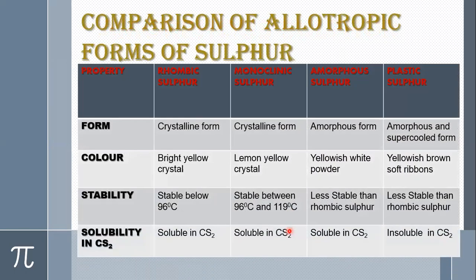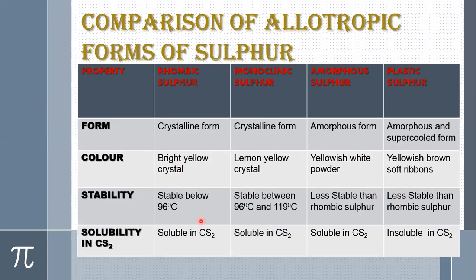Comparison of allotropic forms of sulfur. Form: rhombic and monoclinic sulfurs are crystalline form, while amorphous sulfur and plastic sulfur are amorphous form. Plastic is amorphous and supercooled form. Color: rhombic sulfur has bright yellow crystals. Monoclinic sulfur has lemon yellow. Amorphous sulfur has yellowish white, while plastic sulfur has a yellowish brown soft ribbon-like structure.